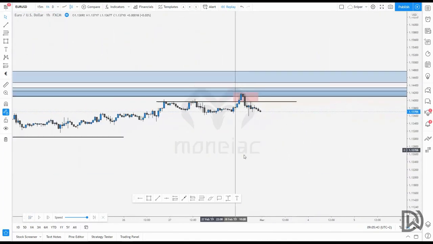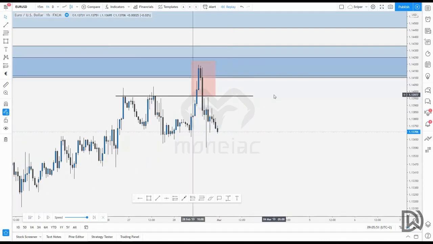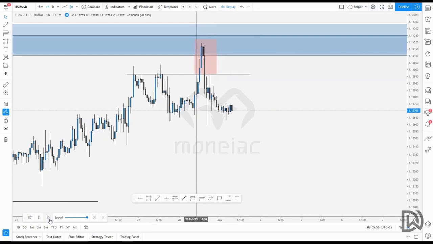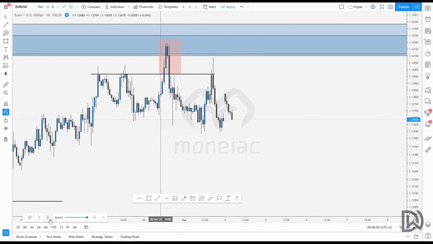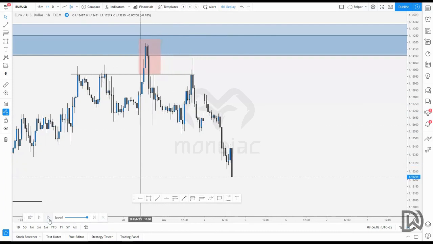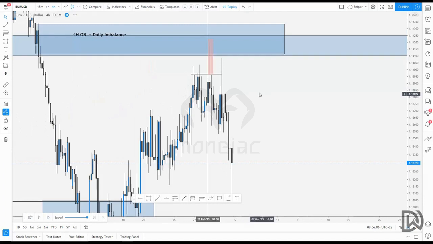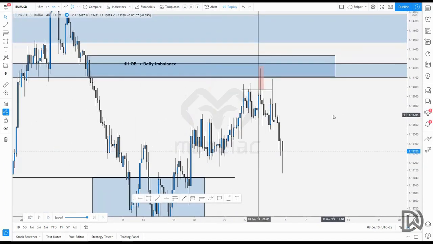We can go to the 1 hour. We can see price broke it, came back for a retest. In here we would have had opportunities, but unfortunately we can't see that now. And then big push to the downside, price coming back one more time, and then eventually we started dropping towards the downside.